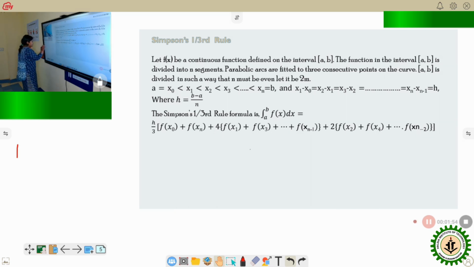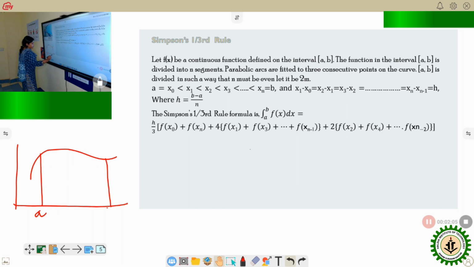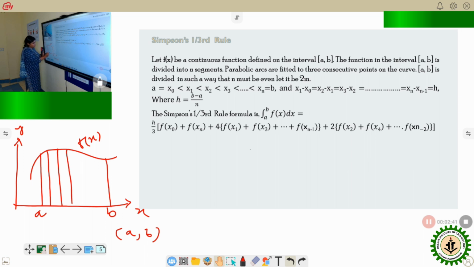Now, how to derive it? What is the procedure for that? Suppose we want to find out, okay, so this is the x-axis, and this is the f(x) axis or y-axis. We have to find the area under the curve from x equals a to x equals b, that means within the specified interval [a, b]. We divide this interval [a, b] into n number of subdivisions. Suppose I am showing the last two divisions here.